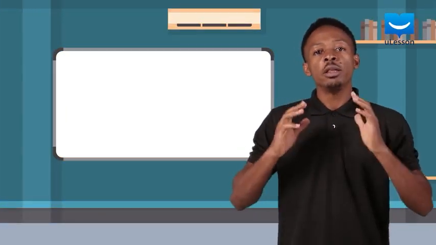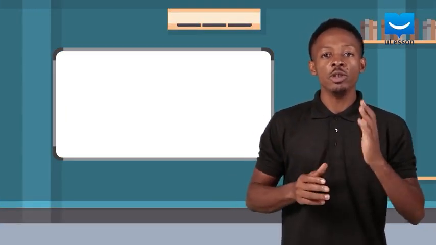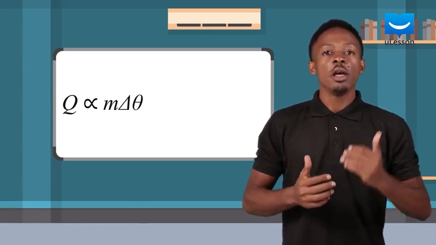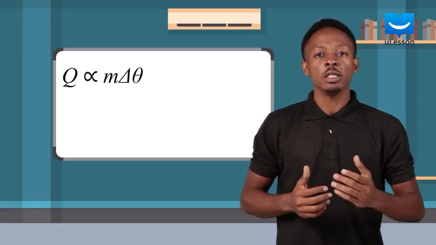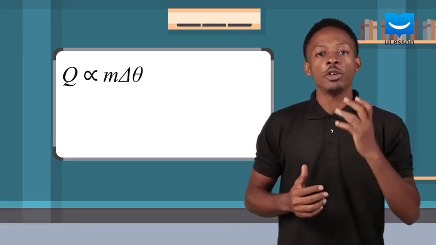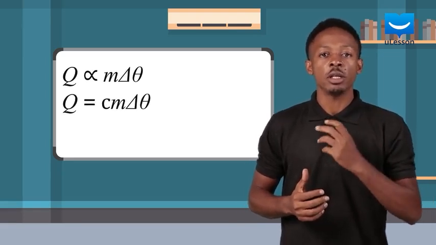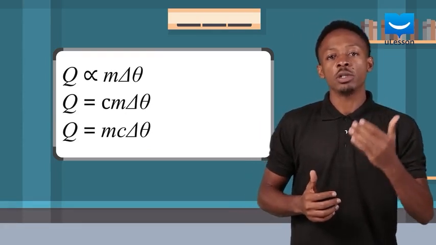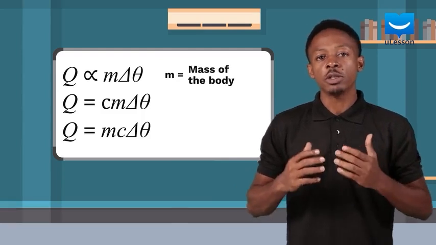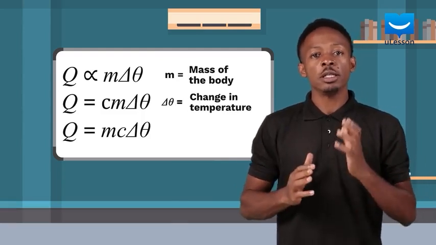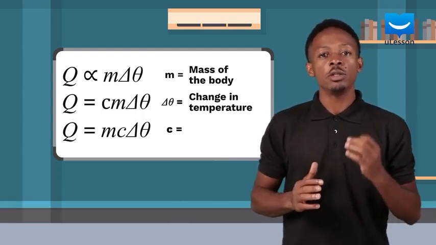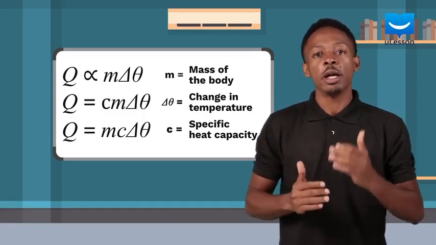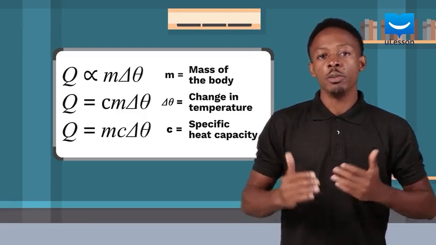We can combine these three equations to get Q is directly proportional to m delta theta. If we call the constant of proportionality small letter c, we have Q equals c m delta theta, which can be rewritten as Q equals mc delta theta, where m is the mass of the body, delta theta is the change in the temperature, and c is known as the specific heat capacity of the body. This is a constant that depends on the substance the body is made up of.